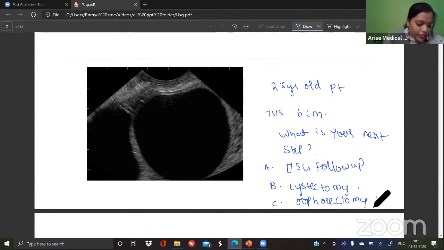So what is this image? She underwent a pelvic scan and this was the image which you saw. And how do you treat this case?